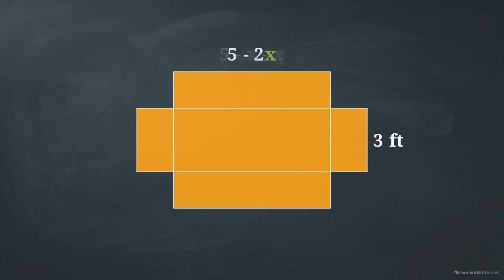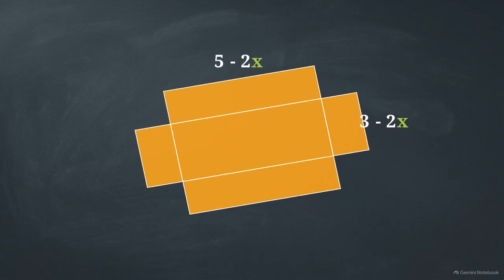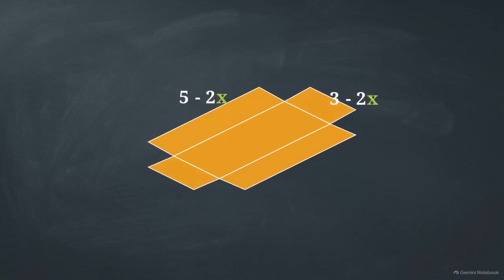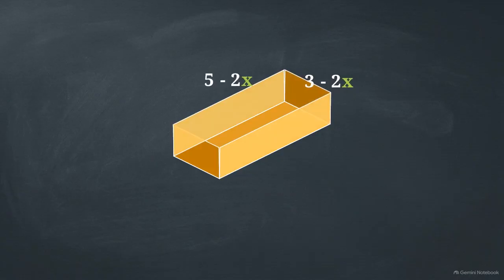The original 5 feet is reduced by x at each end, creating a new width of 5 minus 2x. The same mathematical constraint applies to the length, where removing 2 squares leaves us with a boundary of 3 minus 2x. Folding these flaps upward into a three-dimensional shape turns the cut size, x, into the box's final vertical height.